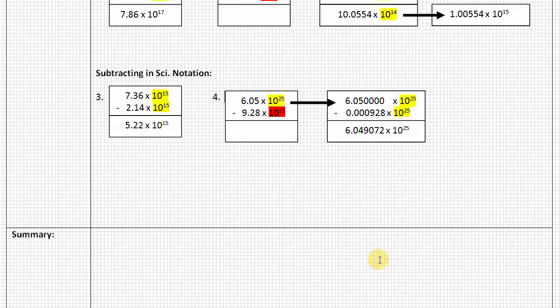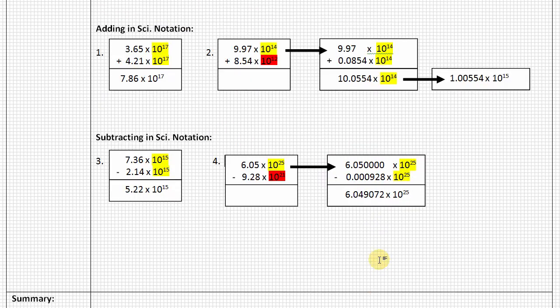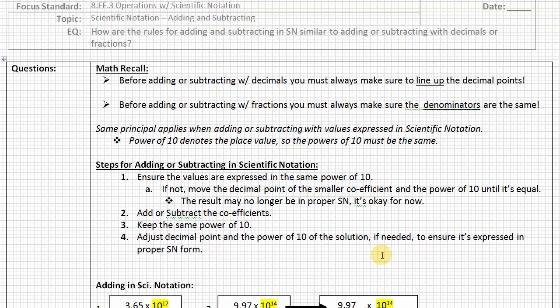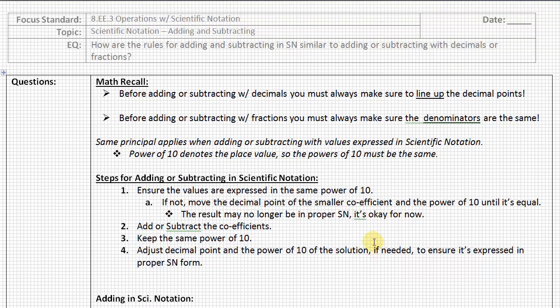So let's go ahead and conclude our video today on adding and subtracting in scientific notation. So please take a moment to make sure that your notes are complete and come ready to do more work with problems like these in class.